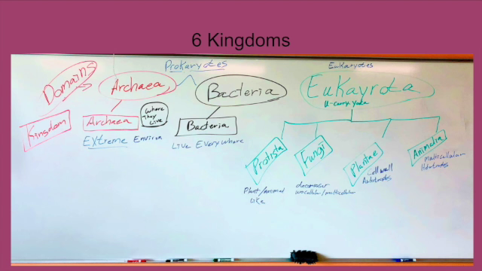So between archaea and bacteria, we really looked at where they live, their environment. So archaea has extreme environments, bacteria just live everywhere. And then when we looked at eukaryota, we talked about how protista can be animal or plant-like. Fungi are decomposers, and they can be both unicellular or multicellular. Plantae has cell walls, and they're autotrophs. And animalia are all multicellular, and they're all heterotrophs.